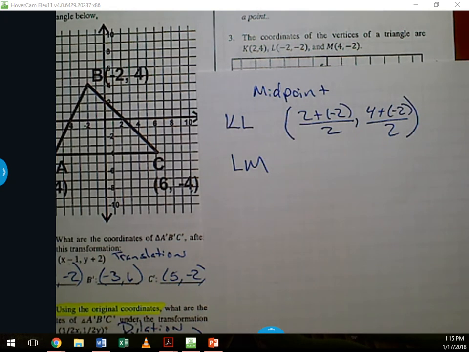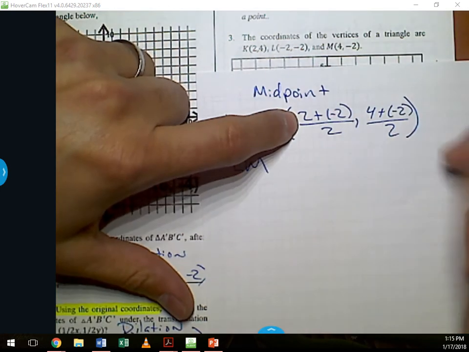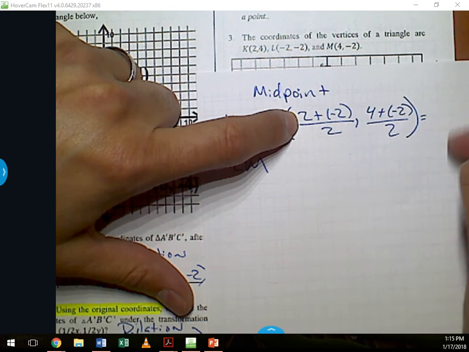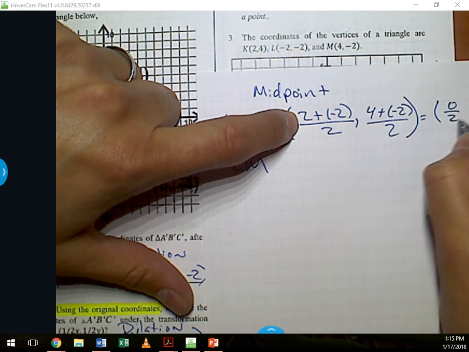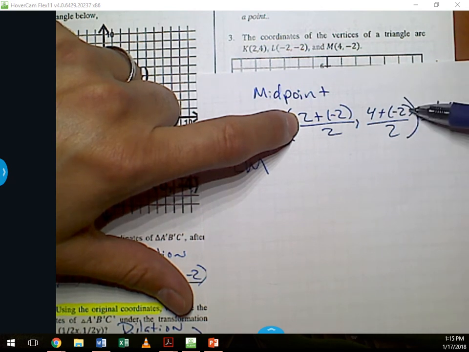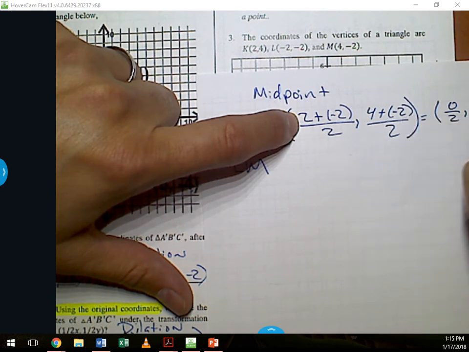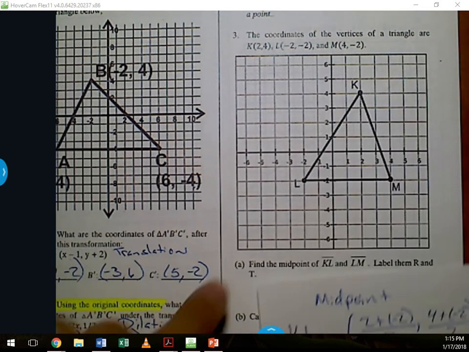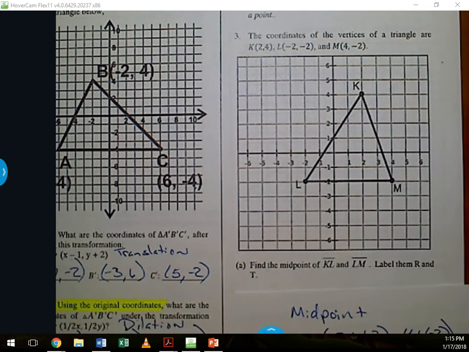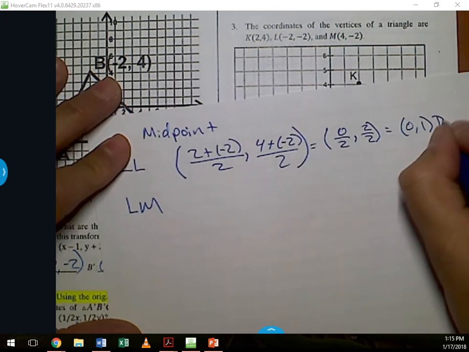Did I lose anyone? Okay, so let's go through and do our math. 2 plus -2 gives me 0, right? 0 over 2. And 4 plus -2 is 2. Divided by 2 is 1. So I have 0, comma, 1. And according to my thing, it says label them R and T. So this is going to be my R point.